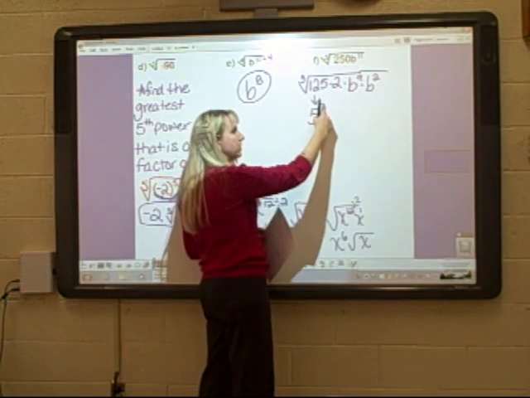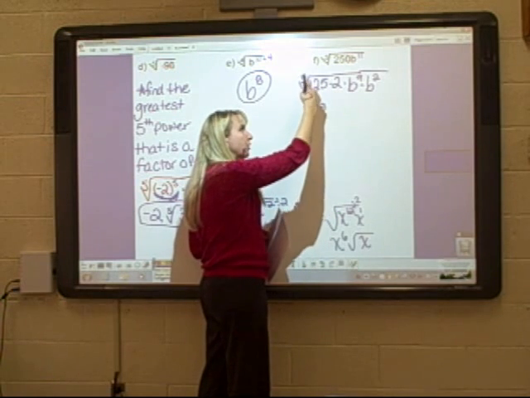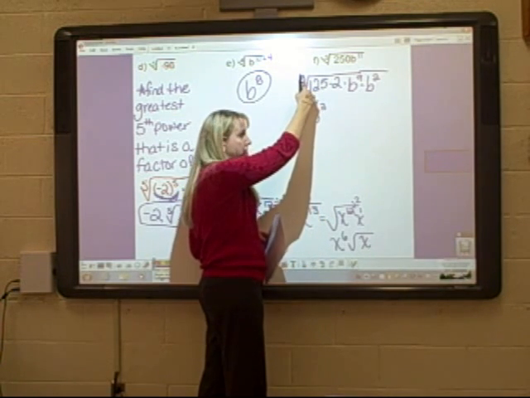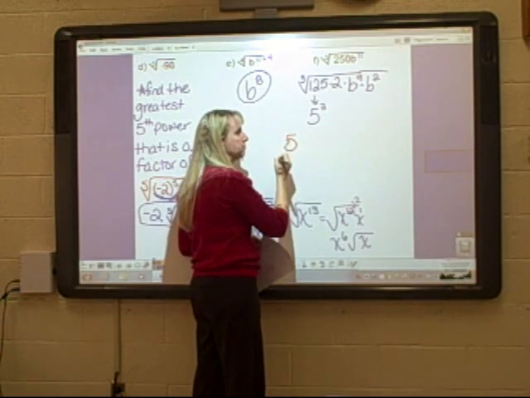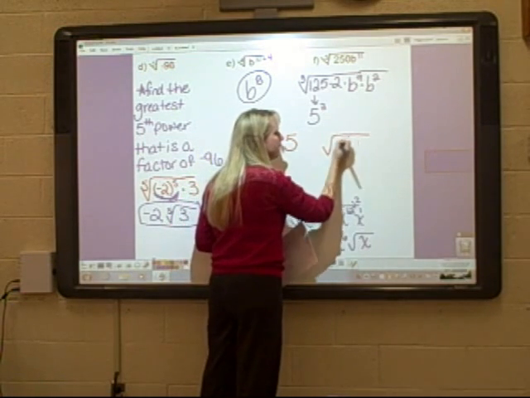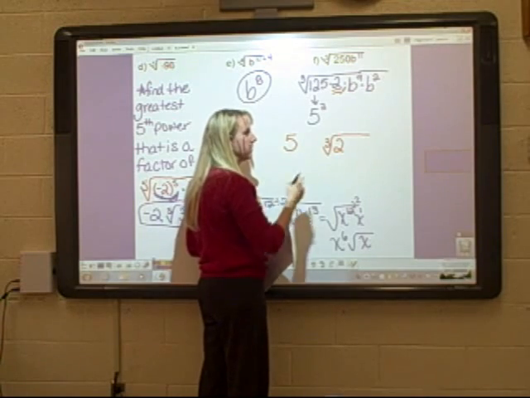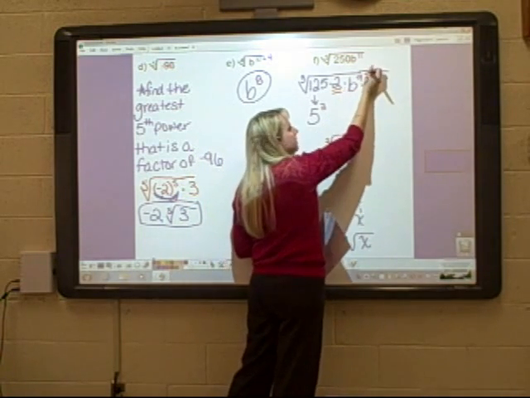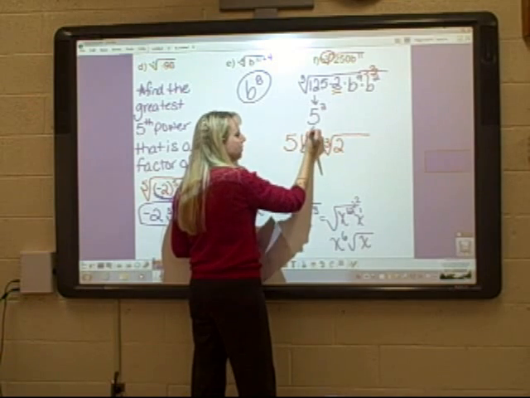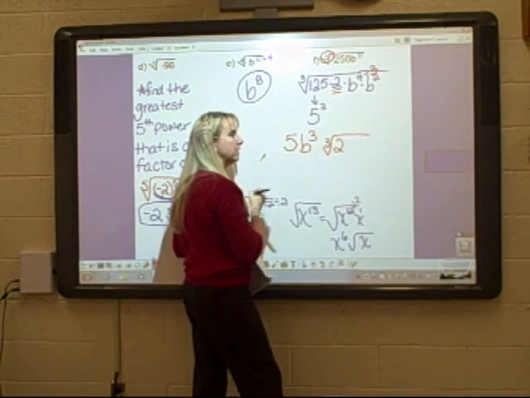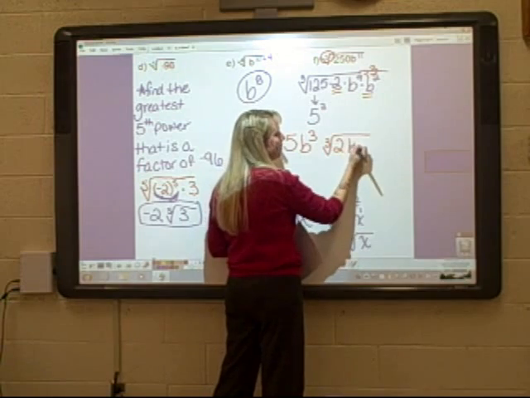So if 5 to the 3rd is underneath this cube root, we know the 3rd and the 3 cancel each other out, or simplify, which brings that 5 on the outside, but I'm still left with a cube root of 2. That's still left on the inside. B to the 9th, 9 is divisible by this 3, so I actually have b to the 3rd coming on the outside, but I'm left over with this b squared on the inside of that cube root.